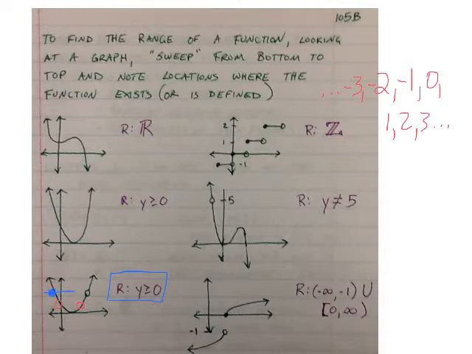Right. In the fifth example, we have something that starts at the top at infinity and comes all the way down. It has a hole at 5, comes down, sweeps up, and then keeps going downward again. So the only spot that it does not exist is at y equals 5, so we say our range is y does not equal 5.